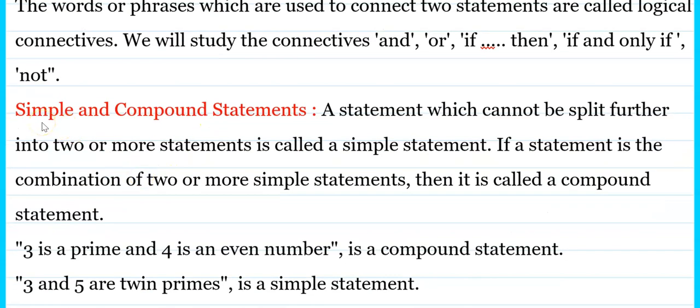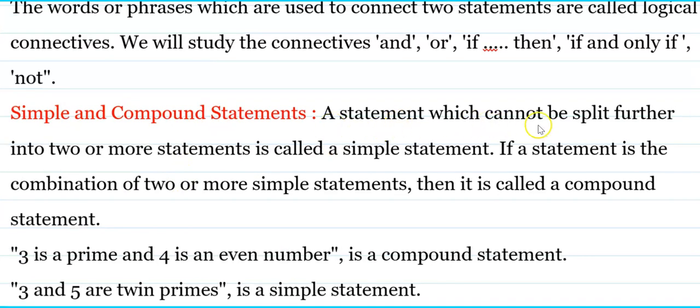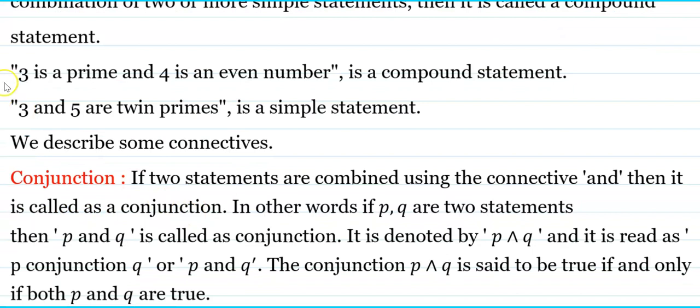Now the first, simple and compound statement. A statement which cannot be split further into two or more statements is called a simple statement. If a statement is the combination of two or more simple statements, then it is called a compound statement. Now see the example. 3 is a prime number and 4 is an even number is a compound statement. 3 and 5 are twin primes is a simple statement.